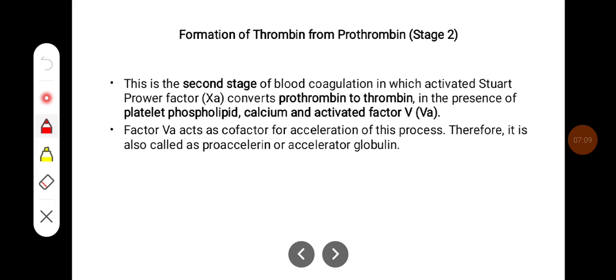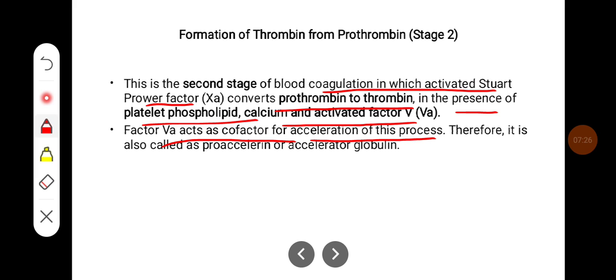So this is the second stage of the blood coagulation, in which activated factor 10 converts prothrombin into thrombin in the presence of platelet, phospholipid, calcium, and activated factor 5. Factor 5 acts as a cofactor for acceleration of this process. Therefore, it is also called proaccelerin or accelerator globulin.